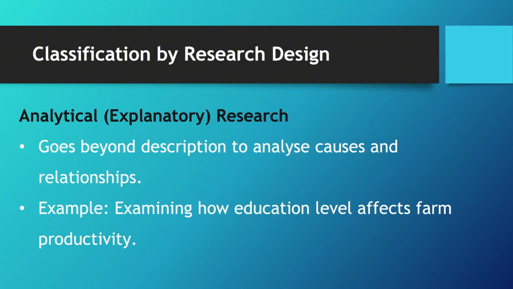An example is if you are trying to explain how education level affects farm productivity. What you're trying to check is cause. Education level is the cause. What does it affect? The farm productivity. Does an increase in knowledge actually determine how well farmers will do? That is an example of an analytical research.